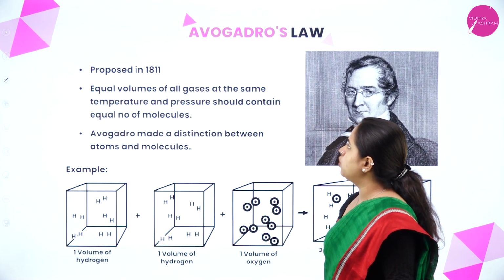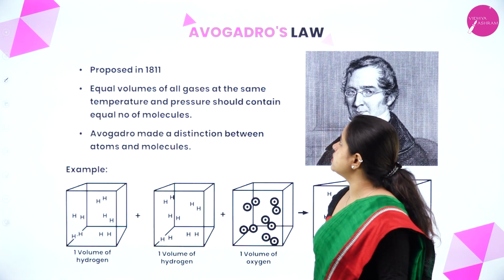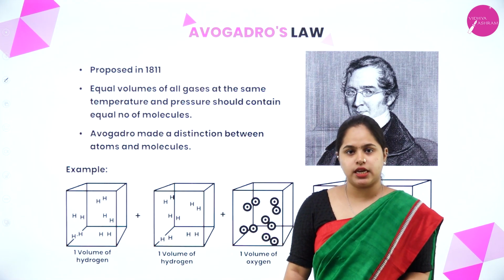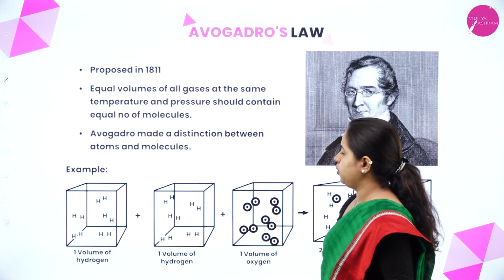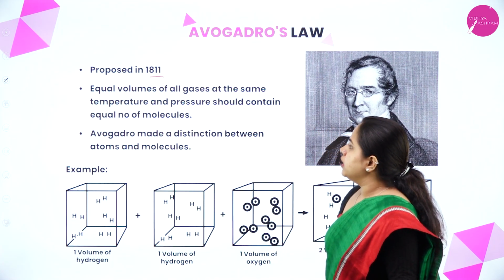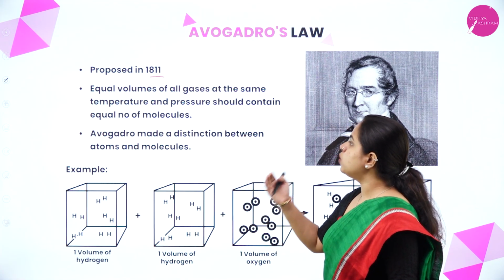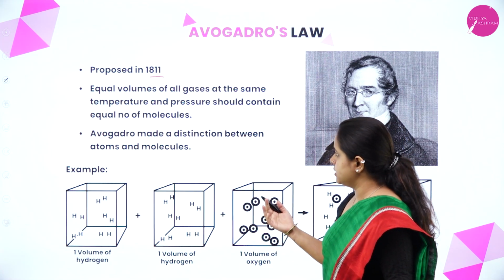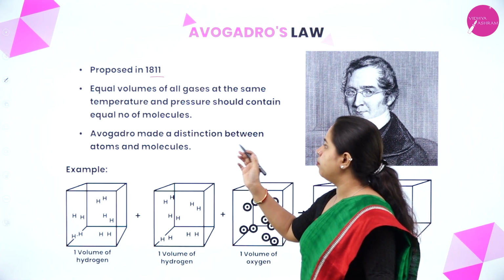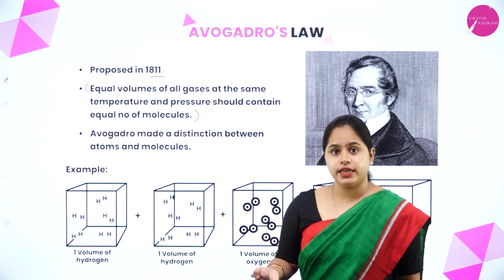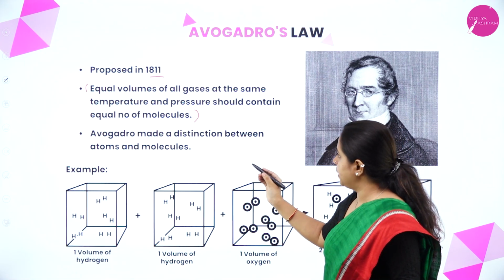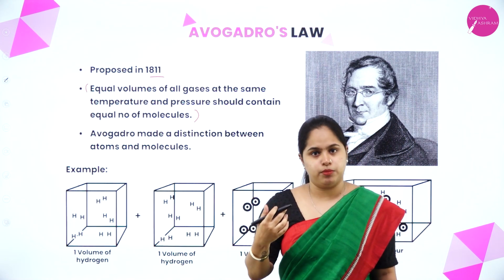Yes. Now let's move on to the last law that we are going to study here, which is Avogadro's law. Yes, from the name itself you can get to know who is the scientist who proposed it. It is Avogadro. So this was proposed in the year 1811 by Avogadro. Yes, so the statement here is: equal volumes of all gases at the same temperature and pressure should contain equal number of molecules. Yes, I'll read it out again.